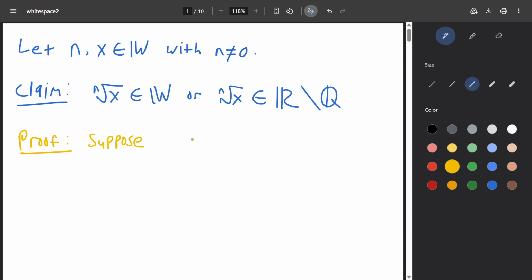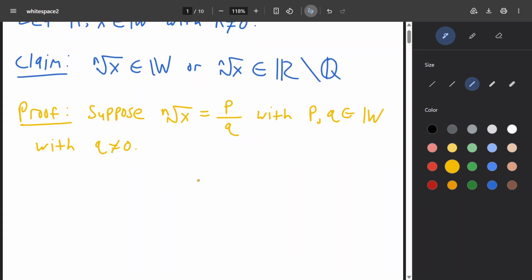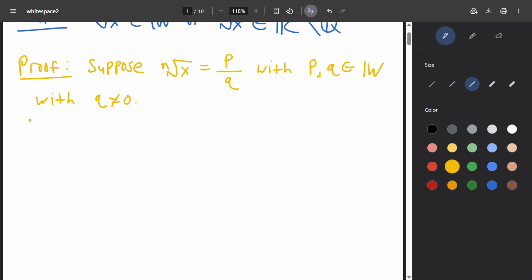Suppose that the nth root of x is a rational number that's not an integer or a whole number. So we'll say it equals p over q, with p and q whole numbers with q not equal to 0. All right, well, there are two possibilities here.